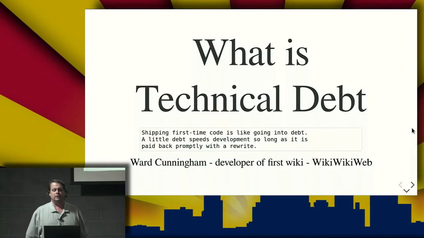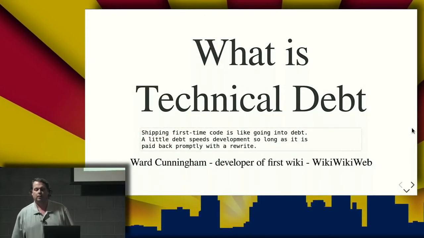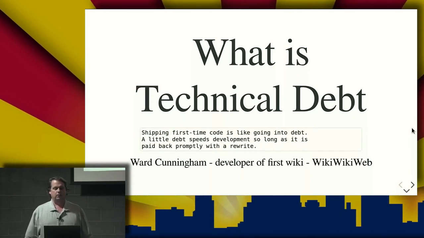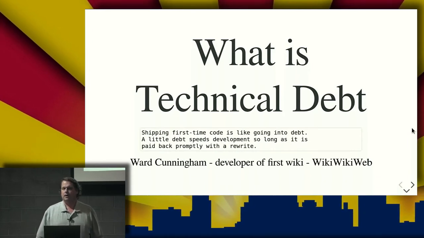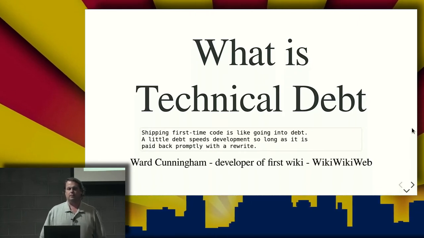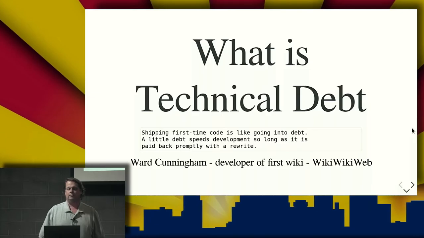So just to begin, I'm pretty sure everyone here has a good idea of what technical debt is. It was essentially created by Ward Cunningham, developer of the first WikiWikiWeb. And basically, if you are shipping first-time code, it's like going into debt. You've got something that you've created that could be better, but it's fast and it works. And his observation was that a little debt will speed things along as long as you pay it off quickly.